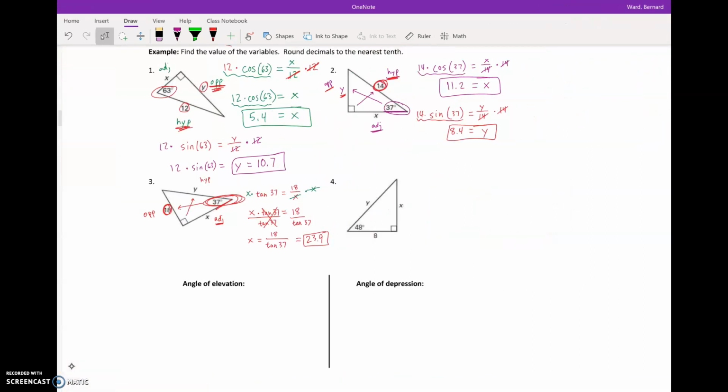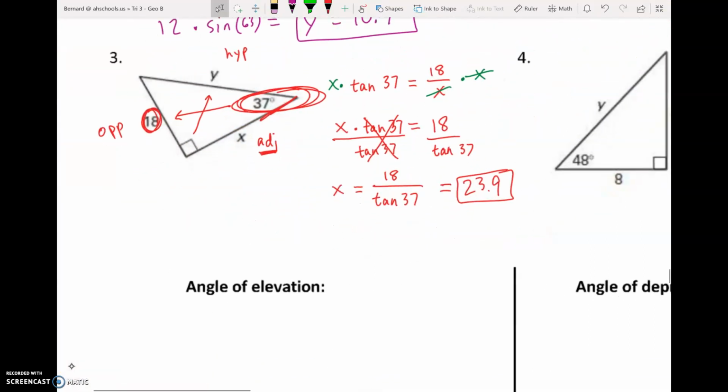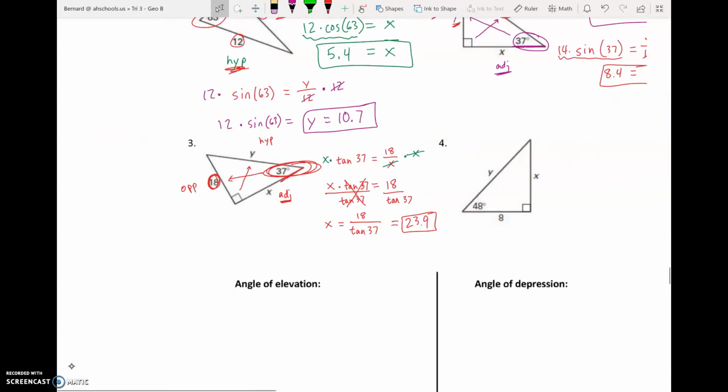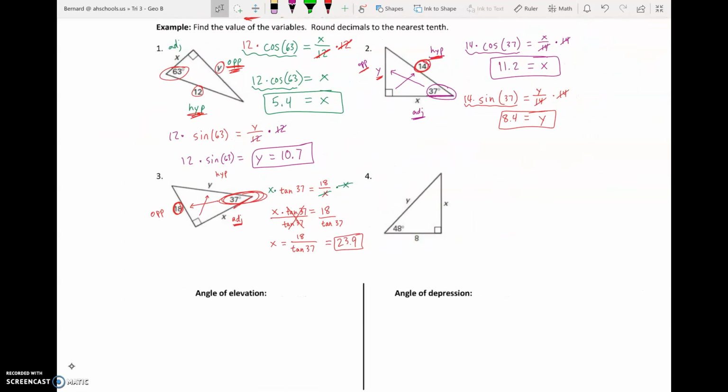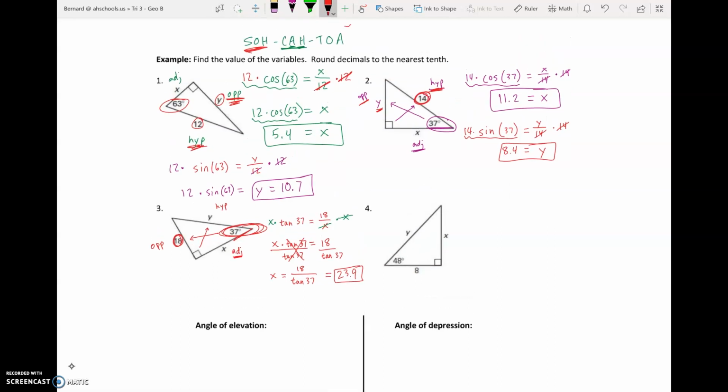Okay, welcome back. We just finished solving for x in problem number 3 here. Just to recap a little bit, as you can see, everything is about using this idea of SOHCAHTOA. Sine is opposite over hypotenuse, that's SO. Cosine is adjacent over hypotenuse, that's CA. And tangent is opposite over adjacent, that's TOA. Using these relationships and basing it around an angle to set up a fraction or a ratio and then solve for x or y or whatever our variable is.